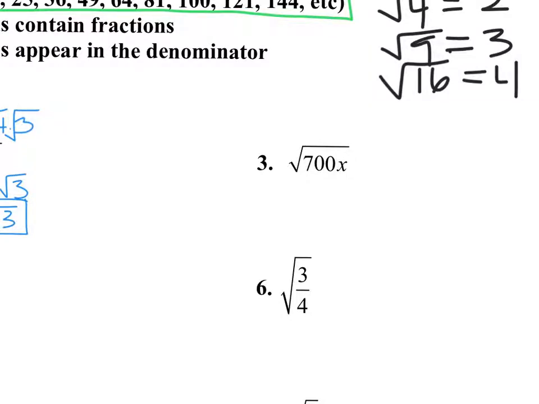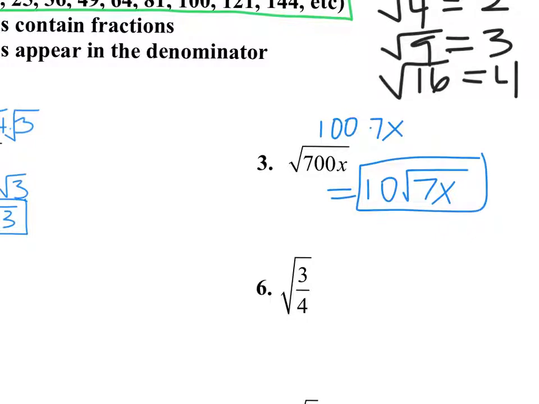Number 3. Now, 700 has a couple of perfect squares in there, but we want to pick the biggest perfect square. 25 is not the biggest perfect square of 700. What is the biggest perfect square? 100. This is 100 times 7x. That's our factors. We're factoring it into its biggest perfect square times the other numbers that belong to it. So what's the square root of 100? 10. And the square root of 7x, neither one of those are perfect squares, so they just stay as rad 7x.